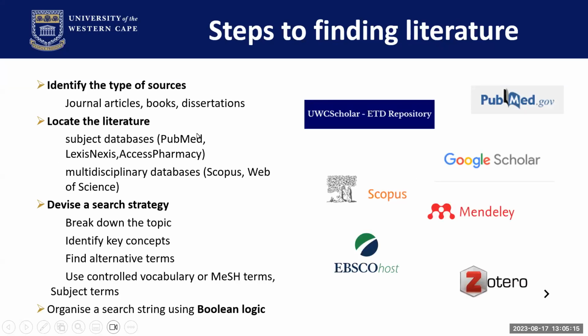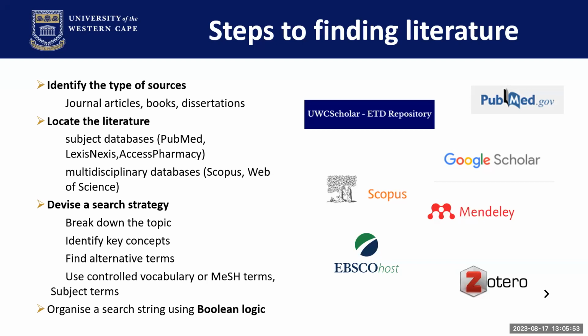So we have these steps to finding literature sources from the UWC library collection. Firstly, you would need to identify the type of sources that you need. In this case, I've made examples or reference to journal articles, books, and thesis and dissertations. You would also need to locate the literature in terms of maneuvering our website and resources on the library website, whether you'd find the resources under subject databases or multidisciplinary databases.